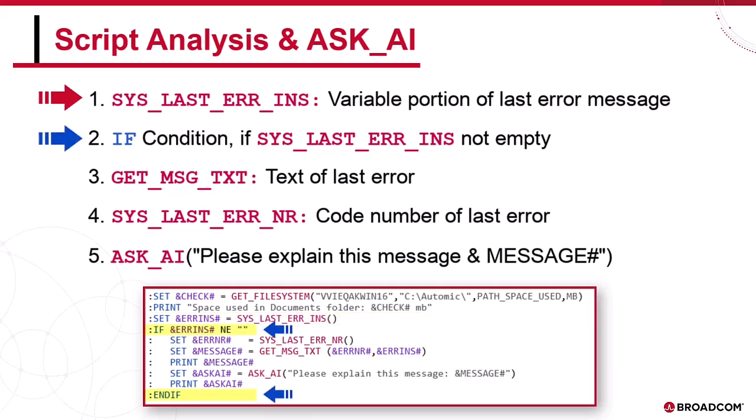The presence of text indicates that an error occurs, in which case we capture the last error code with syslast_error_nr and the text of the error, using the number and variable elements we stored earlier. We submit an Ask AI with the content of the variable, the message and number, and store the results set following a simple prompt. Please explain this message, and then the content of the variable. This is the equivalent of submitting the question with the variable part of the error message and the error code.